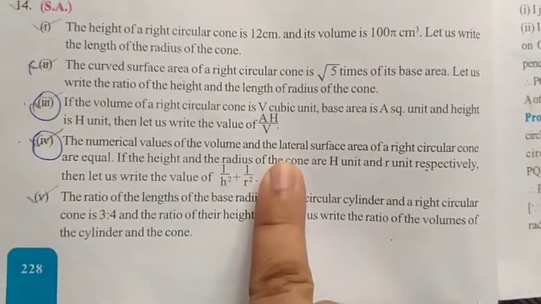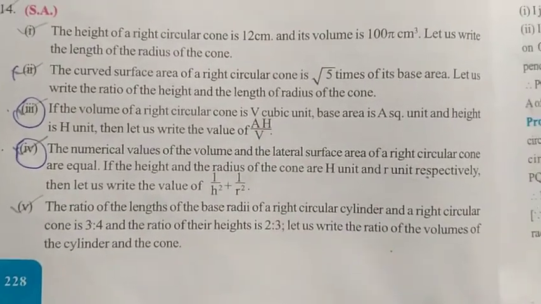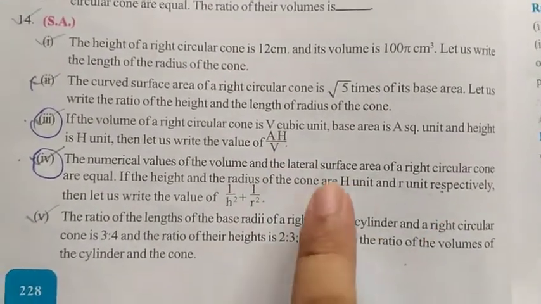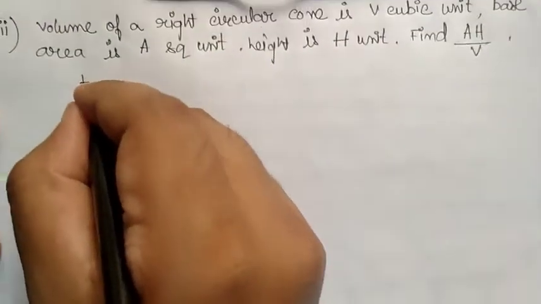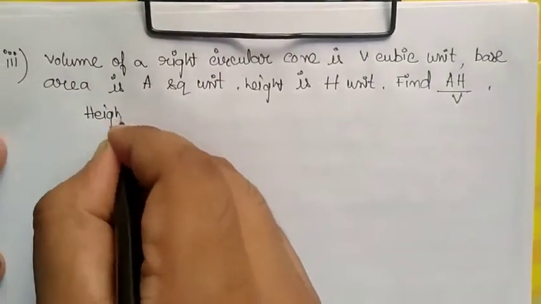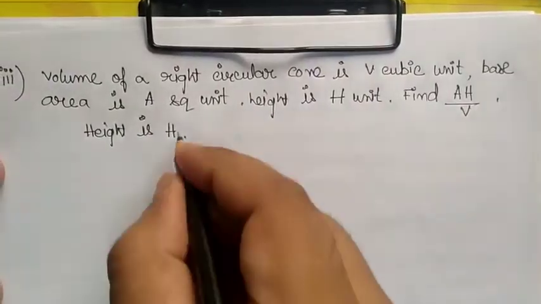If we know all of these formulas, then it is very easy to find AH by V. So first of all, height is H, we know that.